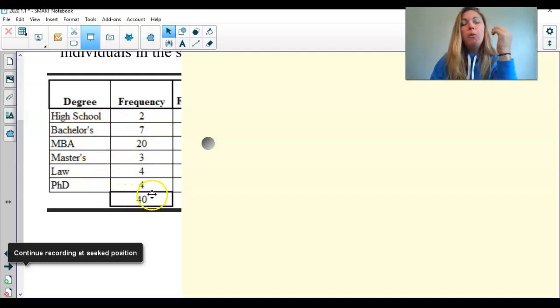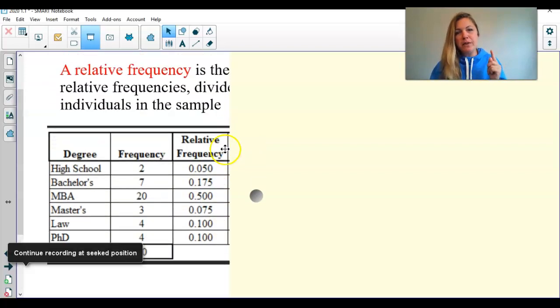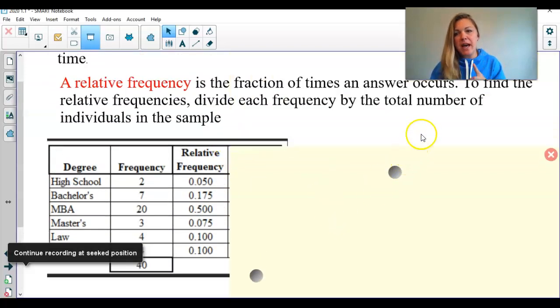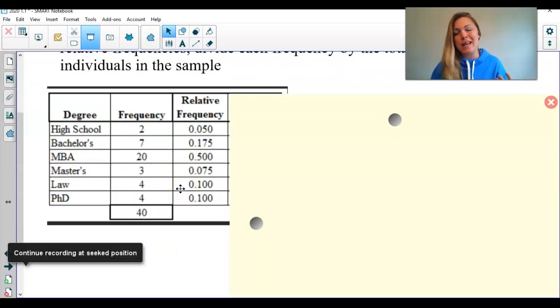Okay, now what happens is we don't necessarily like counts in statistics. Rates are a better way to kind of tell a picture about what's going on, right? 2 doesn't tell us the same information that 0.05 does, right? So this relative frequency, what is that? Relative frequency is the fraction of times an answer occurs, okay? To find the relative frequencies, divide each frequency by the total number of individuals in the sample. So it's really the percentage of the time that occurs.